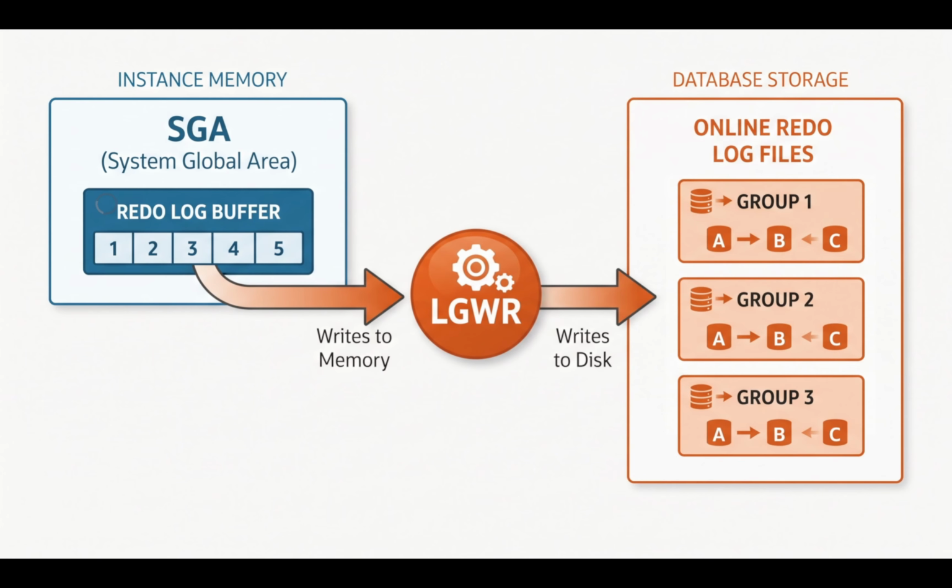Let's start with log writer. Its main responsibility is writing redo entries. These entries are held in the redo log buffer in the SGA. Log writer takes that redo information and writes it to the online redo log. And here is the important part. When a transaction commits, Oracle needs that redo information safely written to disk. That's why log writer is important for committed transactions. So if you remember just one thing about log writer, remember this: log writer writes the redo buffer to online redo logs. That is the key job.